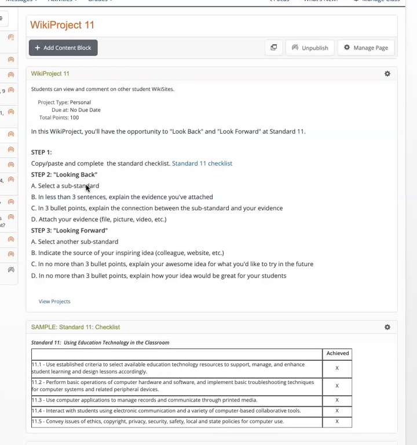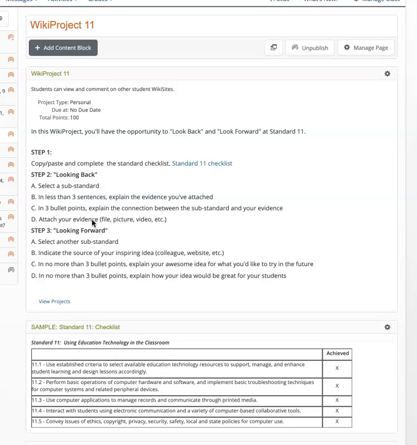Looking back, you'll select one of the substandards. In less than 3 sentences, explain the evidence you're going to attach, and explain the connection between the evidence and the standard you've chosen. Then attach your evidence.